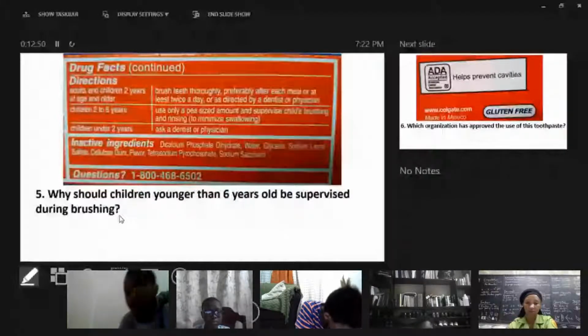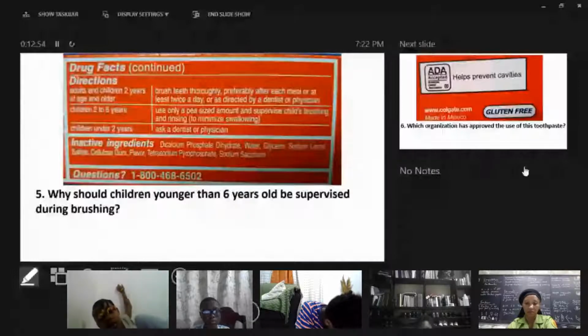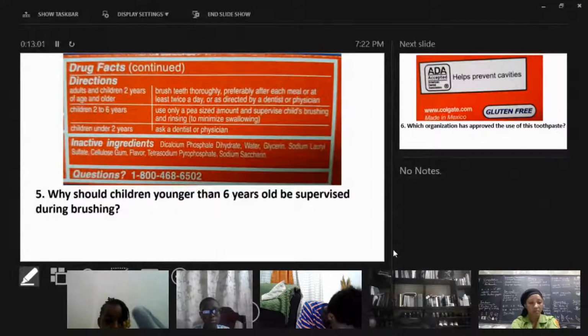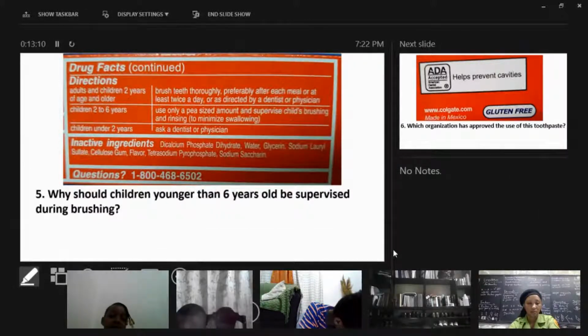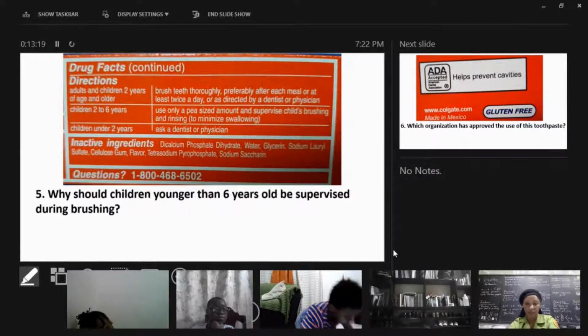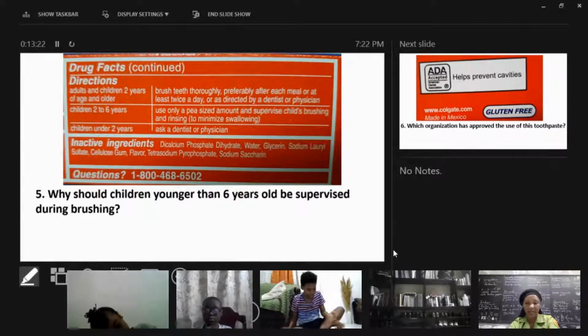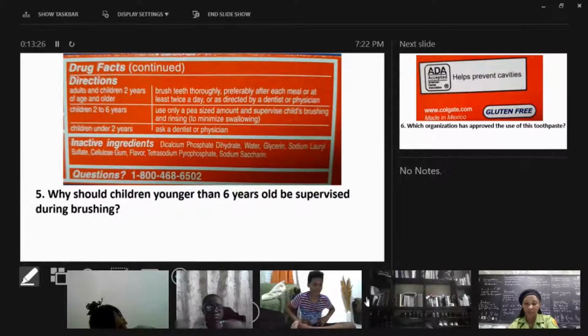Question 5. Why should children younger than 6 years old be supervised during brushing? Miss, because they would swallow it, miss? Okay, so there's a chance that they might swallow the toothpaste. That's correct. And Ashley also says the risk of swallowing the toothpaste.